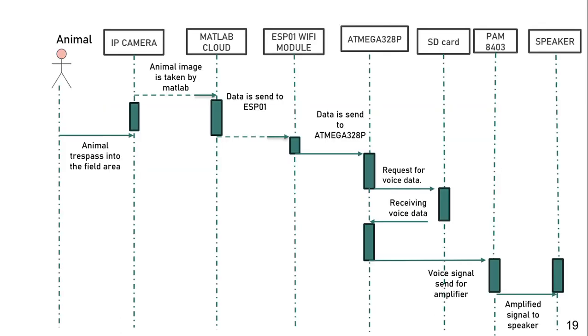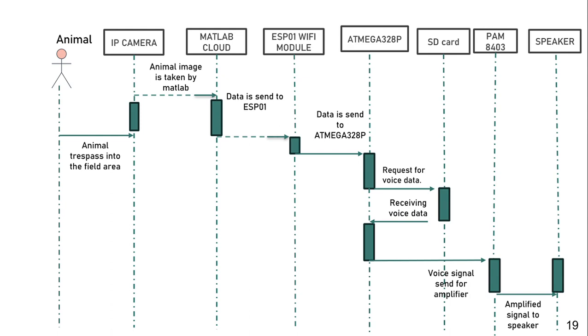Now this is our basic sequence diagram. So basically, when an animal is approaching the land area, the IP camera is capturing the video all the time. After the video is captured, it is sent to a web server. The MATLAB cloud takes a snapshot of the video and converts the video into images maybe every 20 to 30 seconds. After that, it is given to the input layers of the AI model inside the MATLAB cloud.